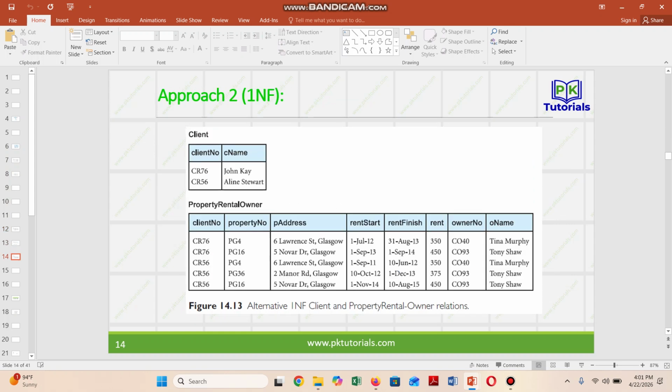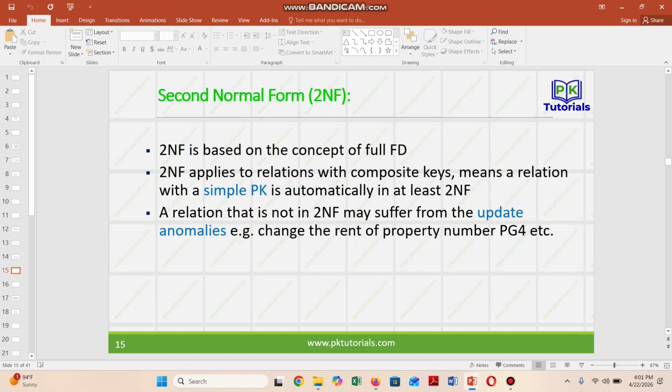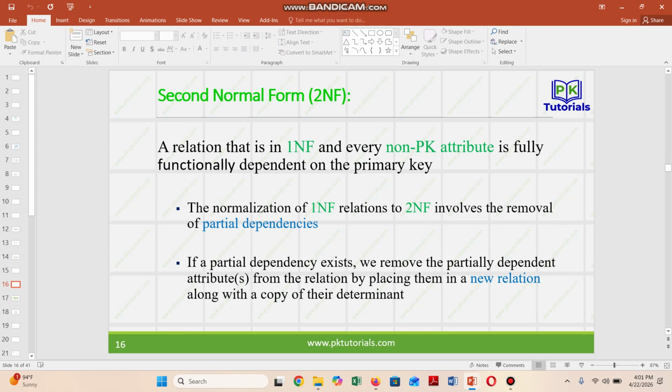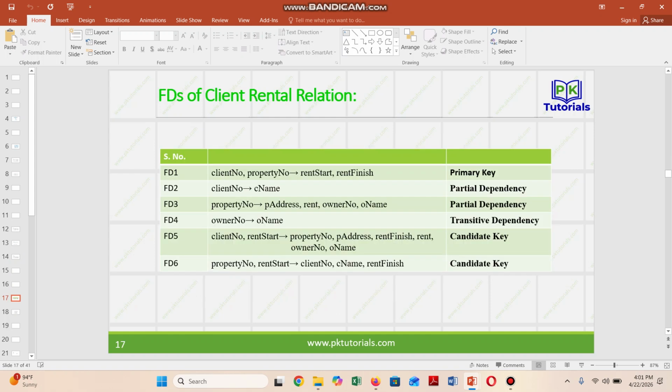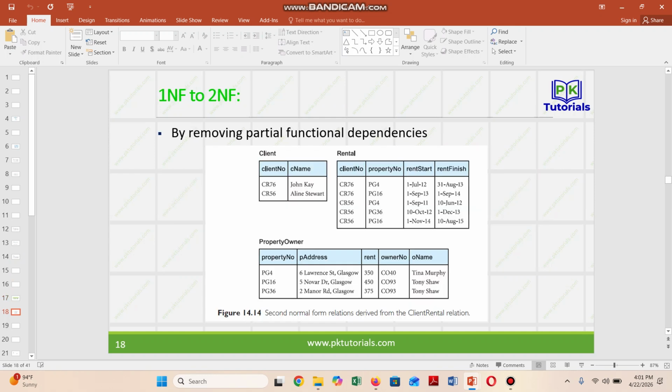For second normal form, if you have this record, for example, second normal form is based on the concept of full functional dependency. Remember, second normal form applies only to relations with a composite key. So if your table doesn't contain a composite key, it is already in second normal form. You have to remove all the partial dependencies from the table. For example, the partial dependency identified earlier has to be removed from the table. So we now have 3 tables: client, rental, and property owner.